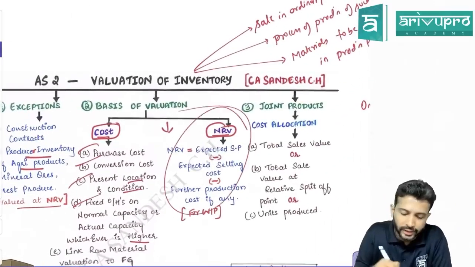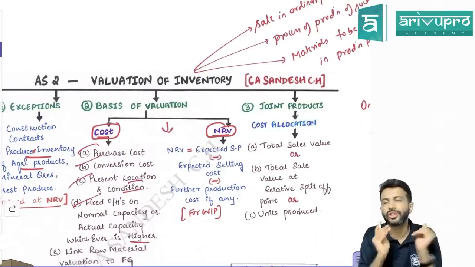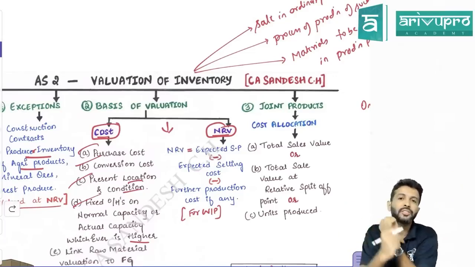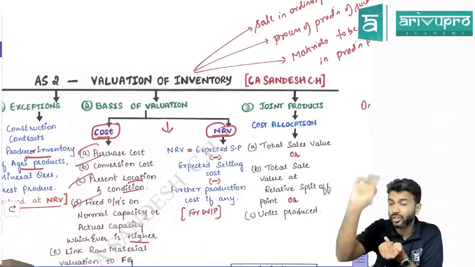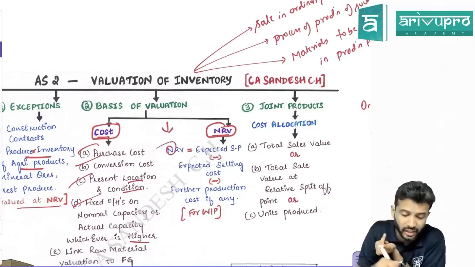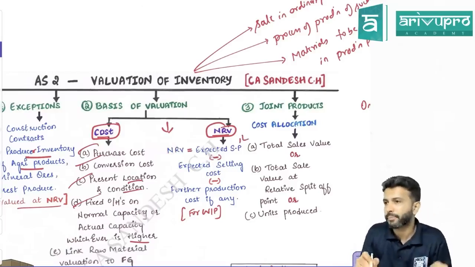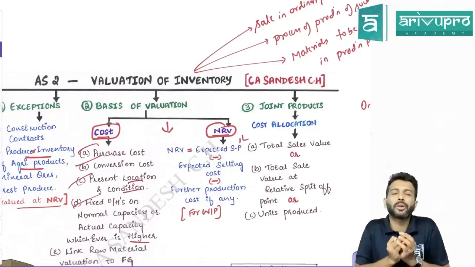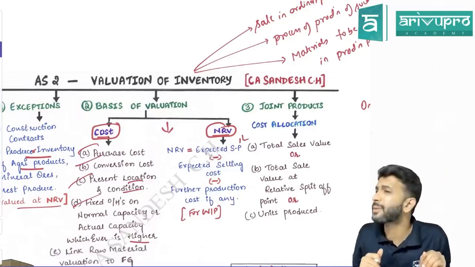Then how do you calculate net realizable value, sir? NRV, the name itself is saying net realizable value. So NRV is nothing but three components. Expected selling price minus expected selling cost, because the word is not realizable value, it is net realizable value. Let's say expected selling price is 1 lakh. Meaning if you sell the product, you are expecting to receive 1 lakh. But to sell this product, you may have to incur some salesman commission.